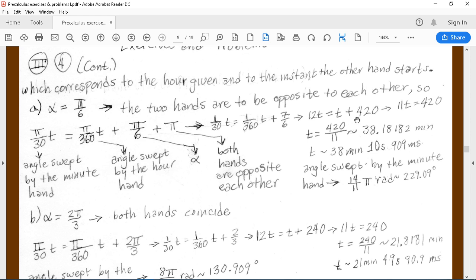So 12t equals t plus 420, which means that 12t minus t, which is 11t, equals 420, which means that t equals 420 over 11, which gives me 38.18182 minutes. So that means that at 1 o'clock plus 38 minutes, 10 seconds, and 909 milliseconds, the minute hand is opposite the hour hand. So we will continue with exercise 4b in the next video.